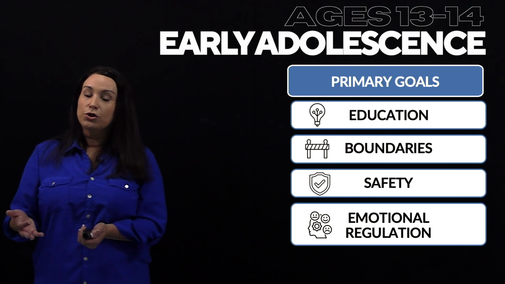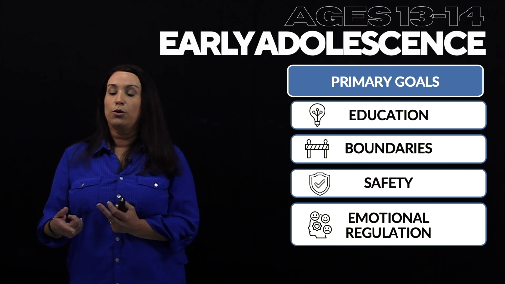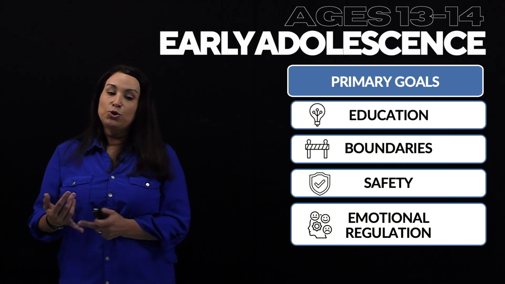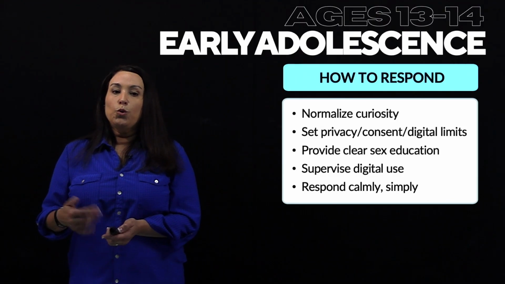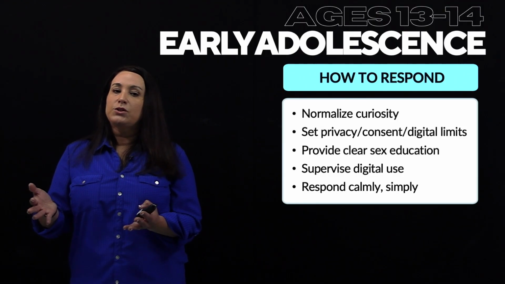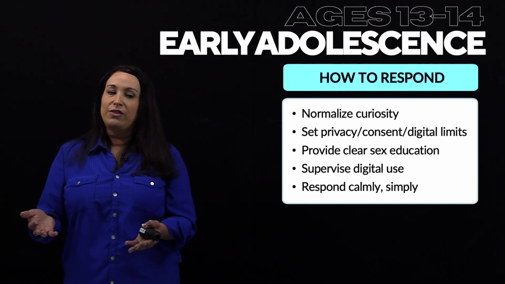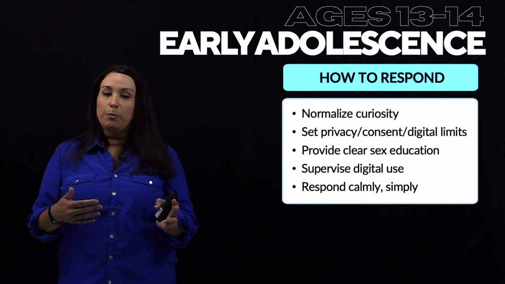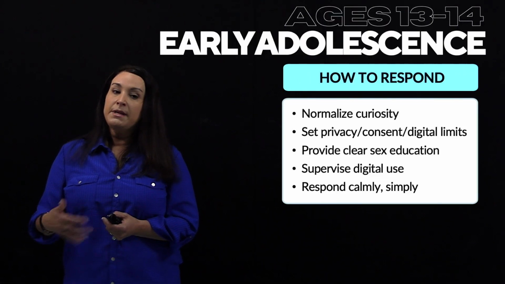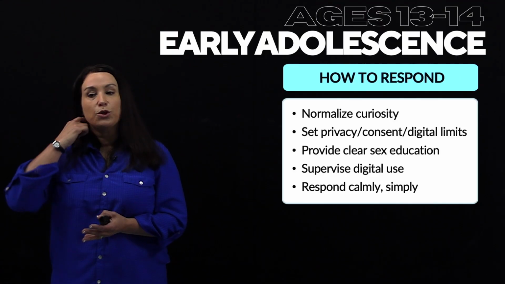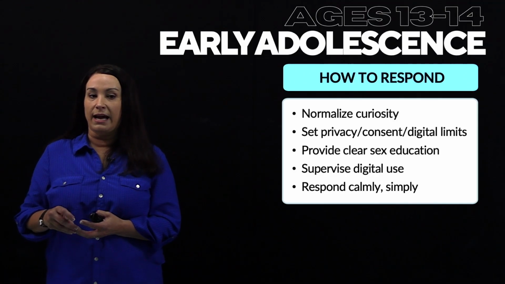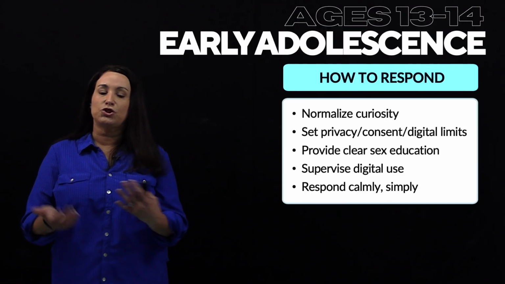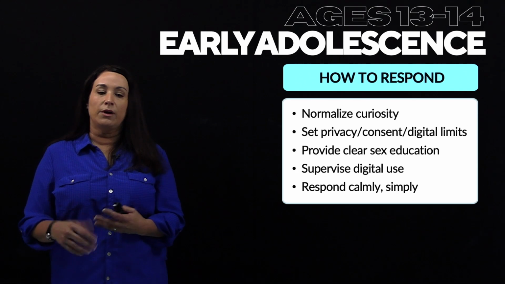So the primary goals in terms of how the adult should respond center around education, healthy boundaries, safety, and emotional regulation. You want to normalize that curiosity so that they're not so embarrassed to discuss it with you and that they're being open. You really want to keep that line of communication open with the child, setting privacy, consent, and digital limits. You can do that with the various apps, as well as by limiting the time they're spending online so that they're having social interaction in real life with others.